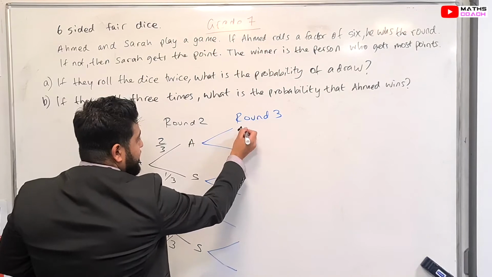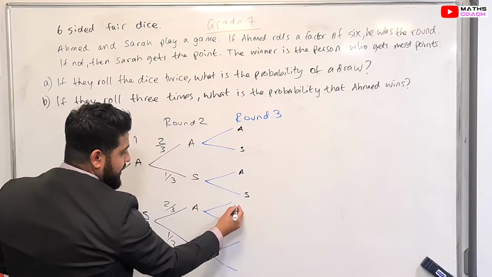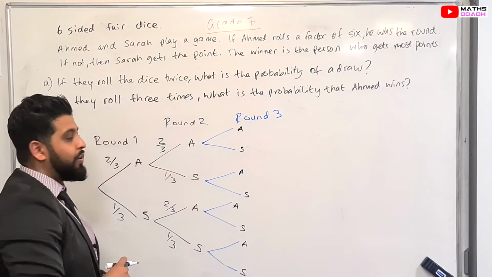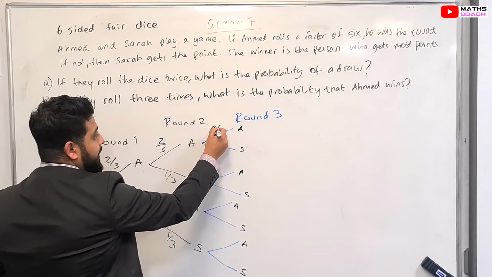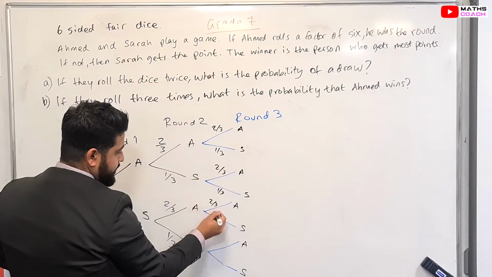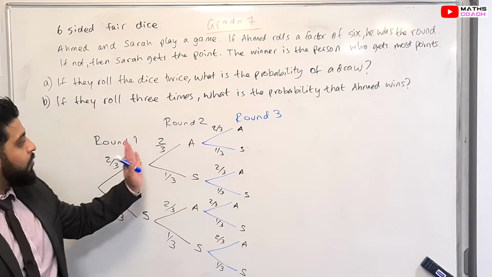So we have Ahmed winning or Sarah winning, at each of the branches. And we can write down all the probabilities, which is 2 over 3 for Ahmed, 1 out of 3 for Sarah. So now we have a complete tree diagram for all three rounds.